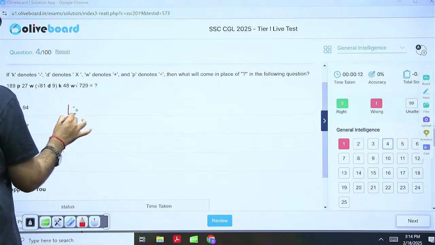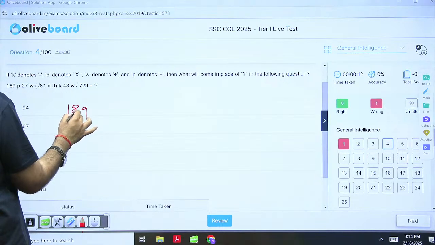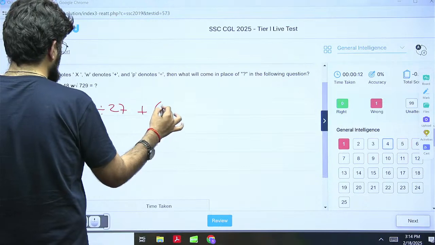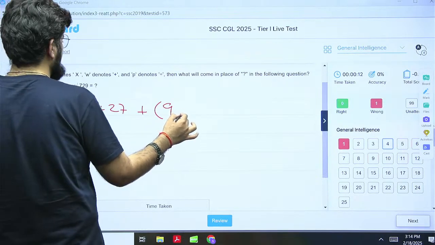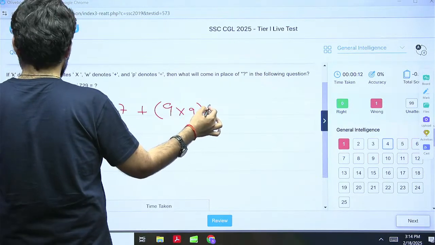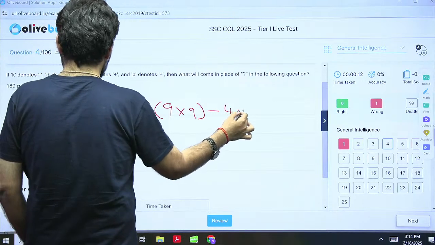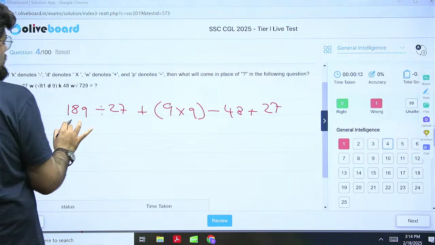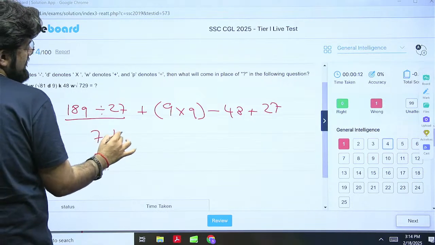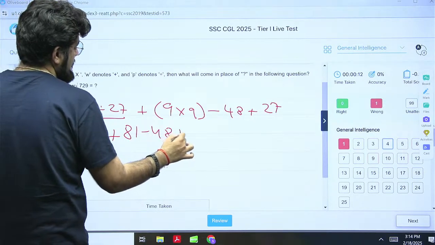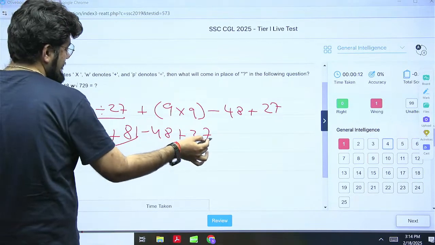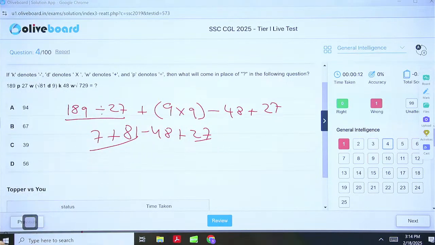So 189. P denotes divided by 27, W denotes plus, root 81 is 9, D denotes into 9, K denotes minus 48 plus root 729 is 27. Now, if you solve this, you will get 7 plus 81 minus 48 plus 27. So this is 88, 27, 5 minus 8. So you'll have 15 minus 8, 67 should be your right answer.